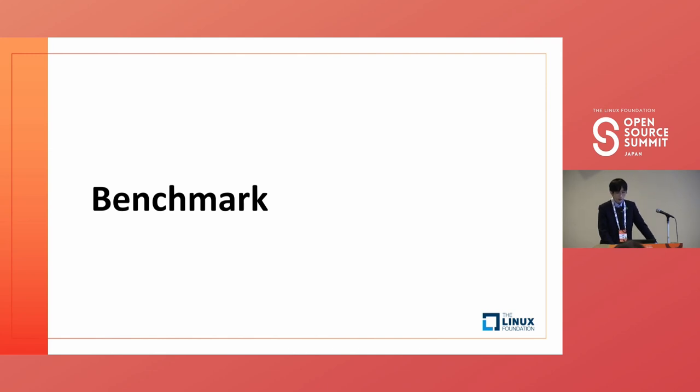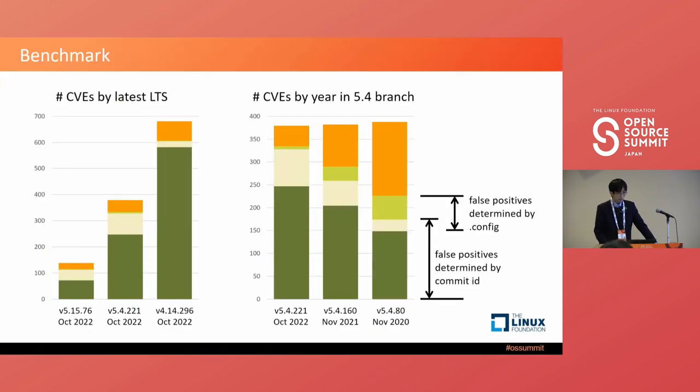Finally, I present some benchmarks. I took this benchmark a month ago. I first generated a CVE list using CVE search and classified it by CVEs. The total height from here to here is the number of CVEs detected by the CVE search tool, and the green area from here to here, they are false positives.